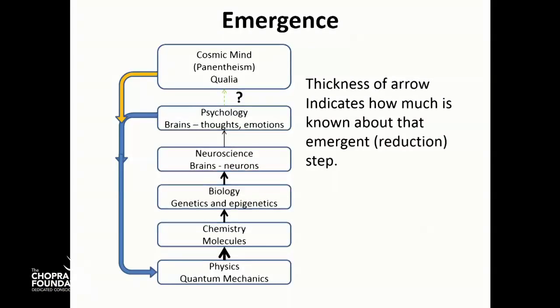There are branches of quantum mechanics that can please each of these kinds of philosophies. This is, I think, my next to last slide. This is the scheme of how science works. At the bottom is physics, then chemistry, biology. The thickness of the arrows is just how much is known about that connection of levels. And we know almost nothing.